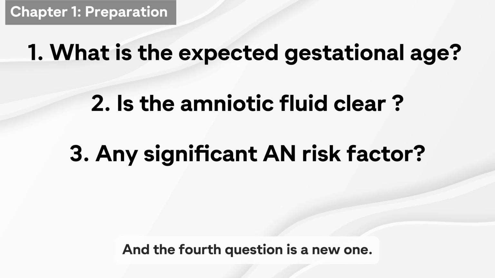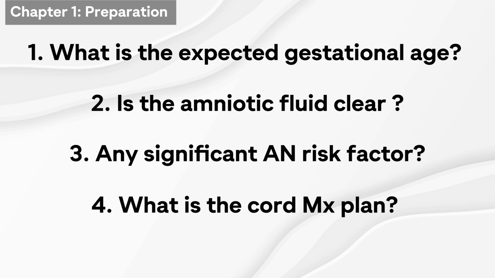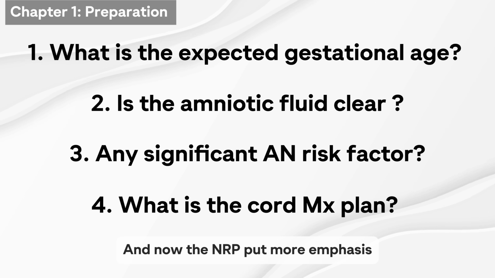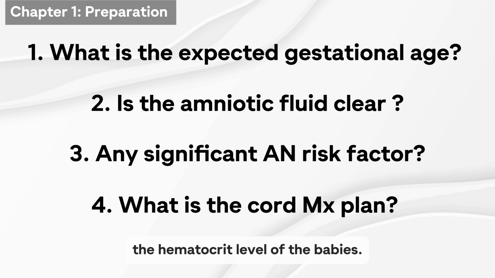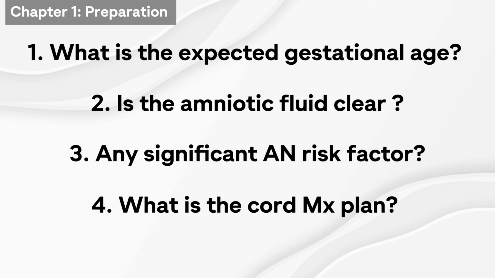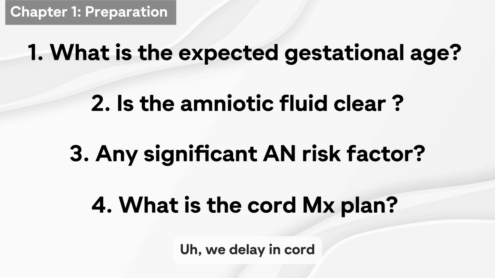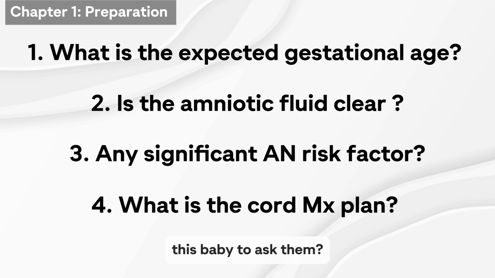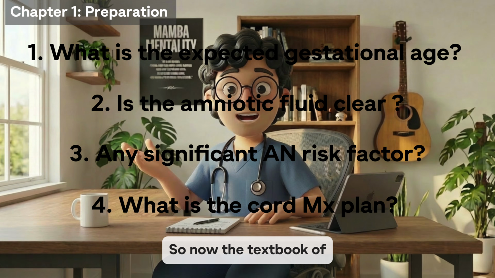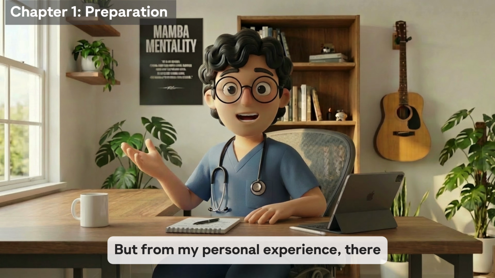And the 4th question is a new one. What is the umbilical cord management plan? Now the NRP puts more emphasis on delayed cord clamping. It has the advantage of improving the hematocrit level of the babies. So ask the midwives, are we delaying cord clamping and for how long? What is our practice for this baby? Do ask them.